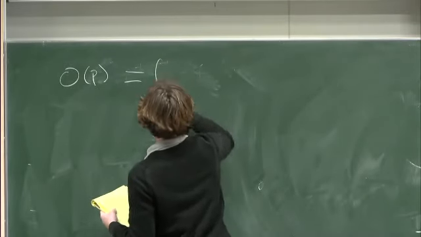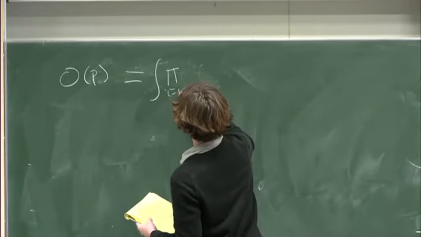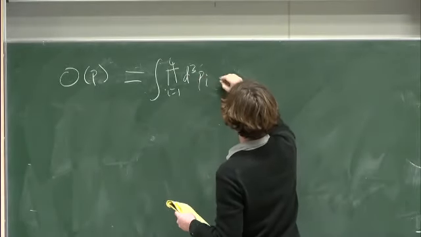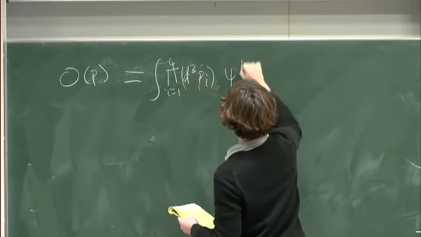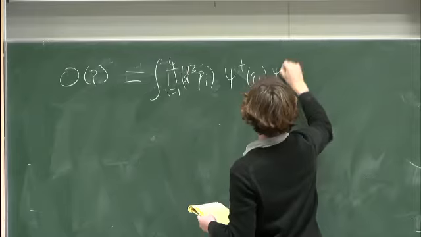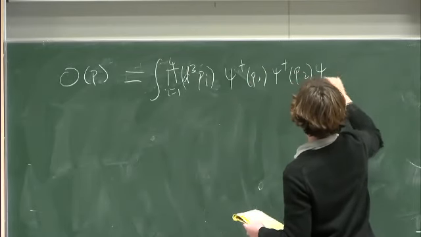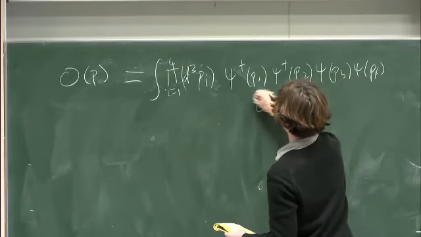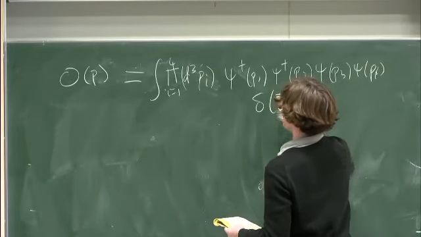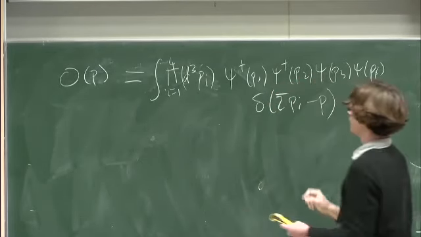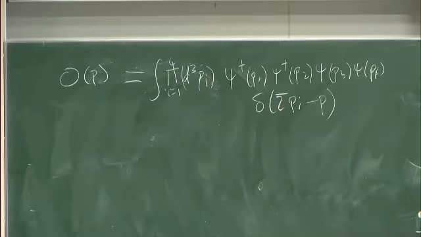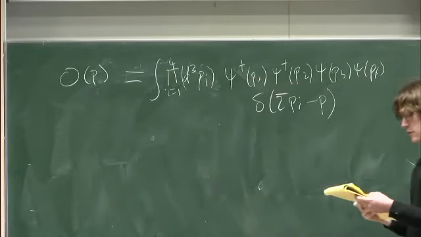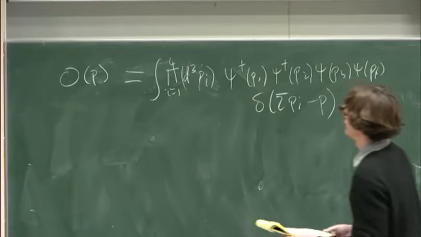So we have to write it as follows. There are going to be four fields, each with their own momentum: psi dagger P1, psi dagger P2, psi P3, psi P4, such that the total momentum is equal to this external P. That's the quartic operator of Fermi liquid theory with some momentum. All right, so what's the dimension of this operator?